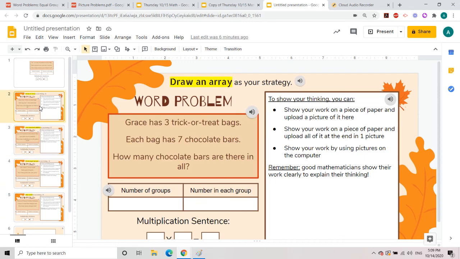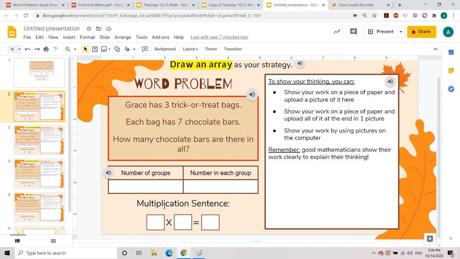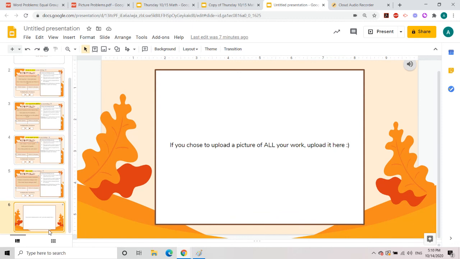Before you start showing your work, fill out the chart and the multiplication sentence first. Knowing the number of groups and the number in each group will help you decide how you need to draw your pictures, how you need to draw your arrays, or how you need to skip count, or how you need to use repeated addition. So complete that first, and then use a whiteboard or piece of paper to show your work. Remember to either upload a picture of your work on each slide, or just one picture at the end for all of your slides.